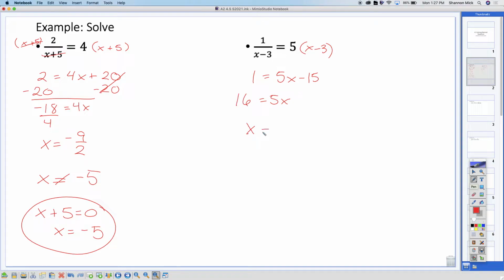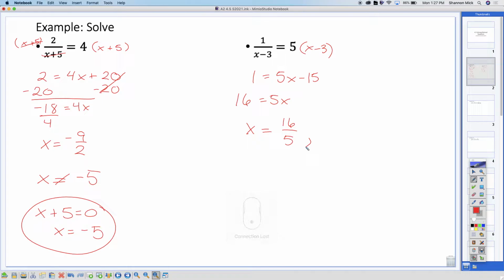Okay, so x equals what? So x is 16 fifths.